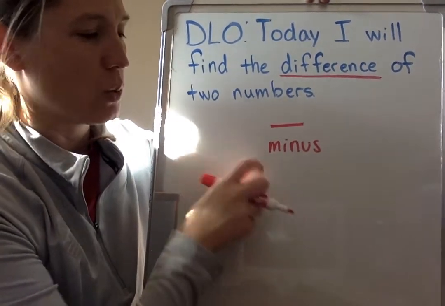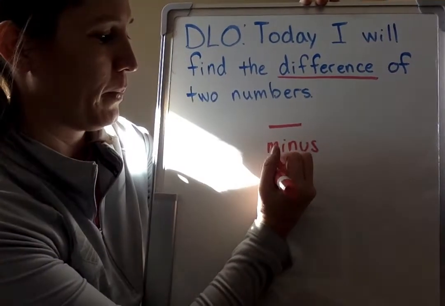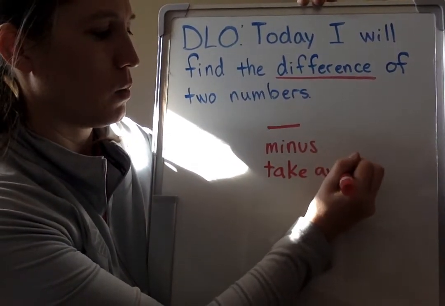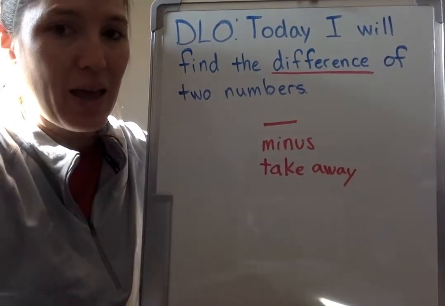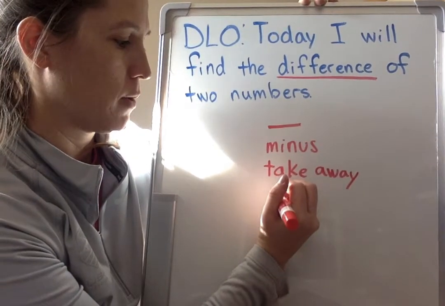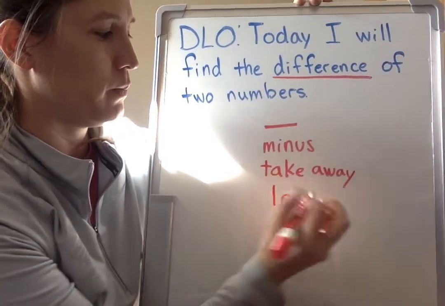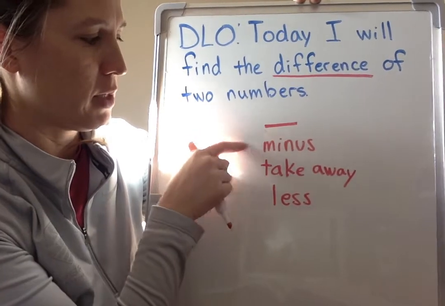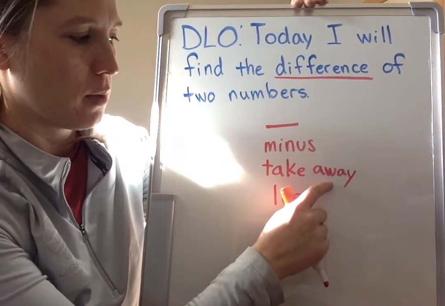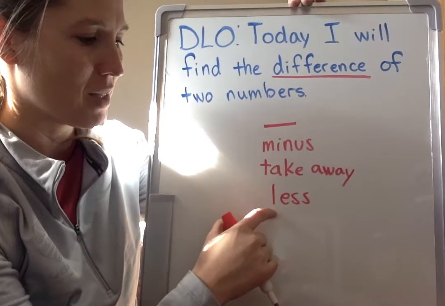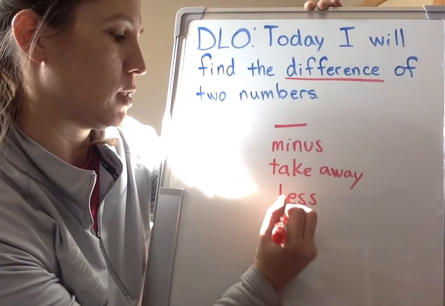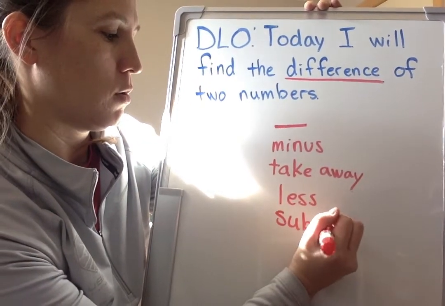When we have minus, we take away. When we take away, our number is getting less. It's going down, not as many. So our operation is minus. That's the word minus. When we minus, we take away. When we take away, we're getting less. When you subtract, I forgot to put subtract. Subtract.